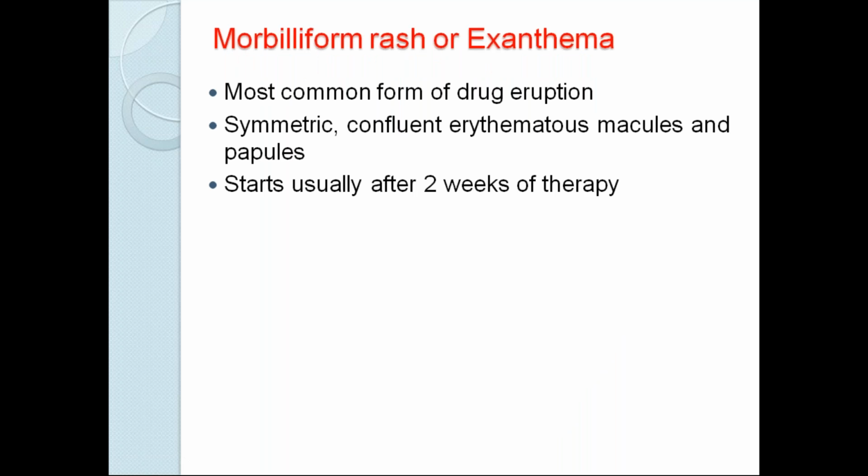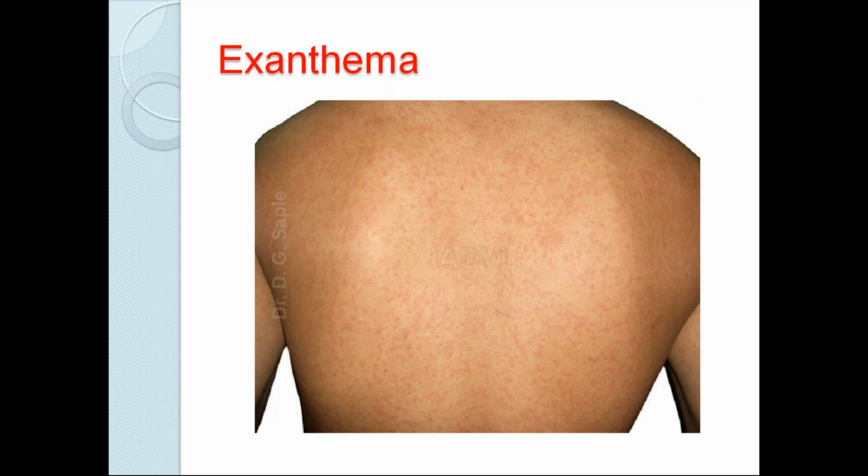Okay, so next is morbilliform eruption or the exanthema. The most common form of drug eruption is this exanthematous rash. Here you will see symmetric, confluent erythematous macules and papules both, and it usually starts after 2 weeks of therapy. Simple macules and papules, red lesions will be present, that's it. This is the most common of all. And this is how even SJS and TEN will start. Initially as erythematous lesions, slowly they'll develop into blisters, and then you will see effacement of skin, and also mucosal involvement. That's how it will progress.